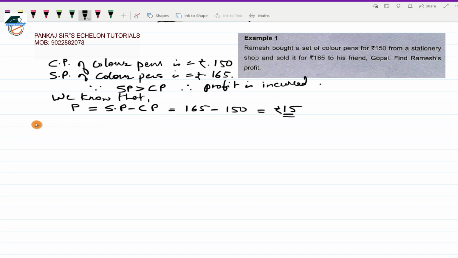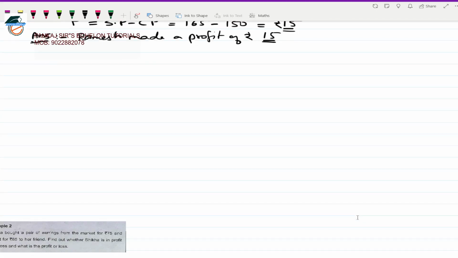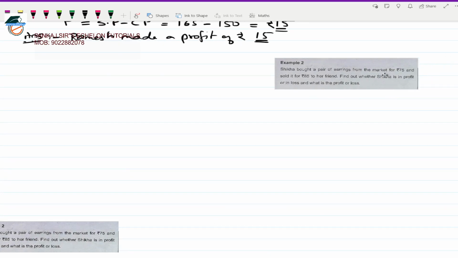Okay, so finally I'll write the answer as Ramesh made profit of rupees 15. So that was example number 1 that we have solved. Now let us come to example number 2. Now this is that example number 2. I will bring it over here.